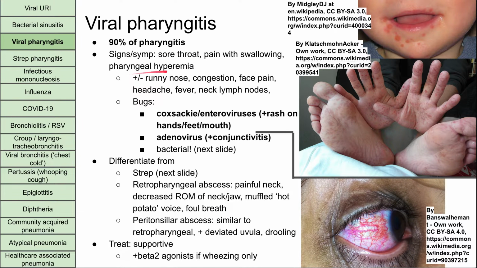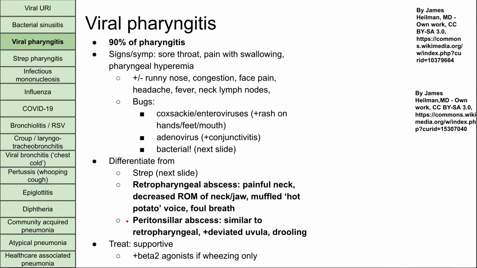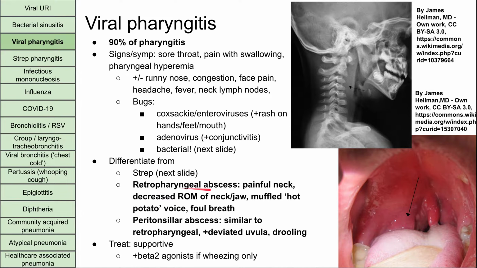They might have a red throat as well, but there are some other clues that tip you off to retropharyngeal or peritonsillar abscess. So in a retropharyngeal abscess, you'll have a painful neck. You'll have decreased range of motion of the neck or the jaw. You can have a muffled or a hot potato voice, and you can often have foul breath from the abscess. So on an X-ray, this is what a retropharyngeal abscess looks like. You can see the throat is here, the pharynx is here, and then there's this kind of dense area behind it that is a retropharyngeal abscess.